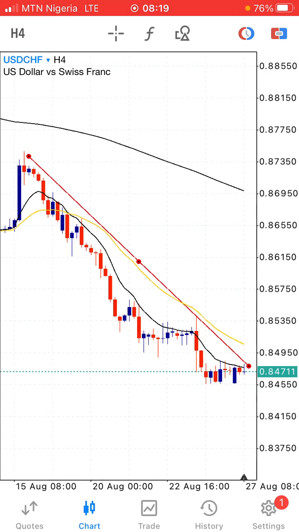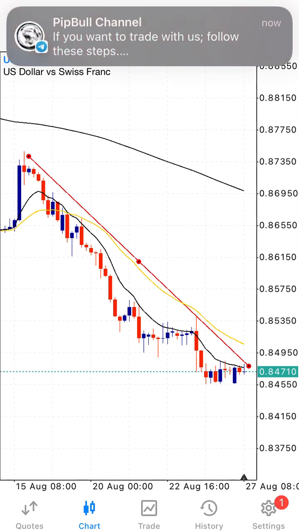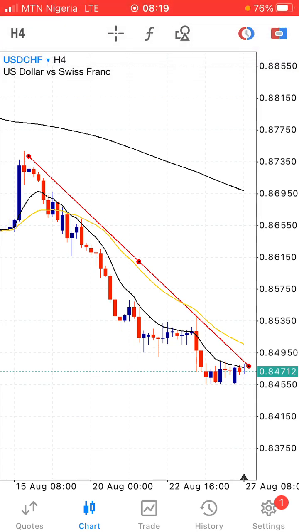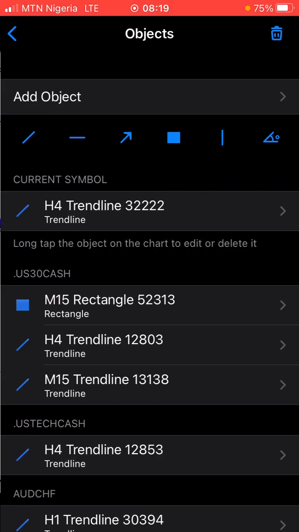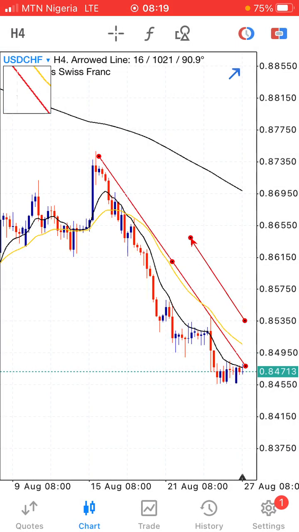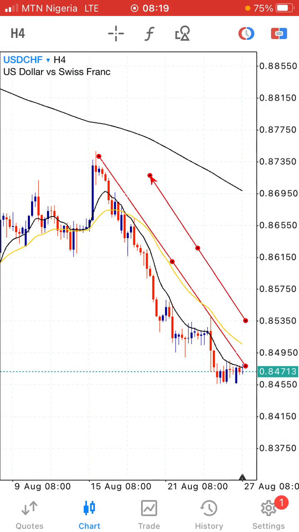How many pips will this run into? I will take it to the top. Okay, I might take it to this top. We'll take it to here. Not even here, let's take it to here. Let's say we'll draw it and we'll take it to this point. I'll take profit at this point.